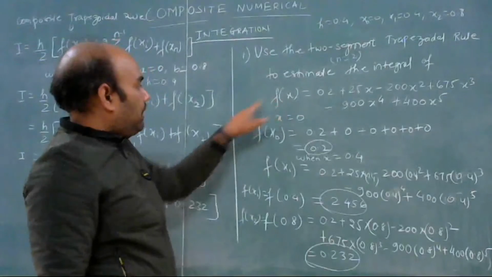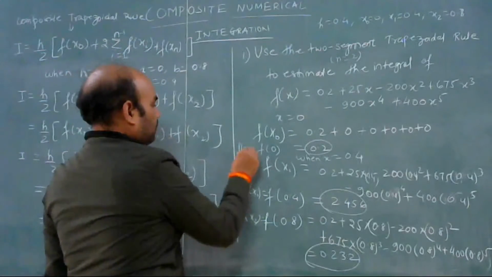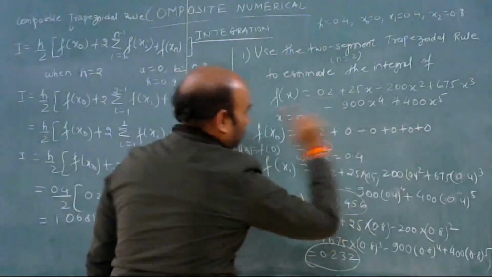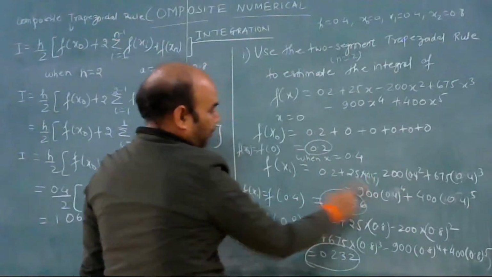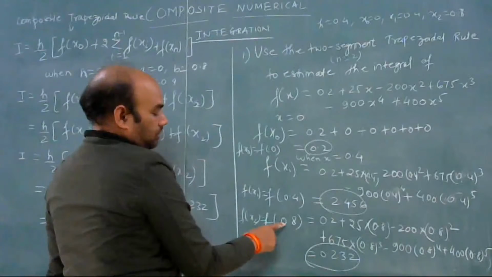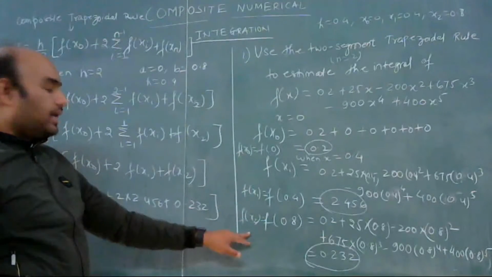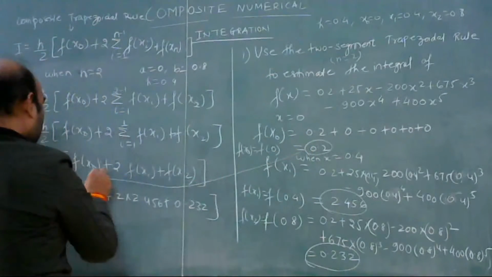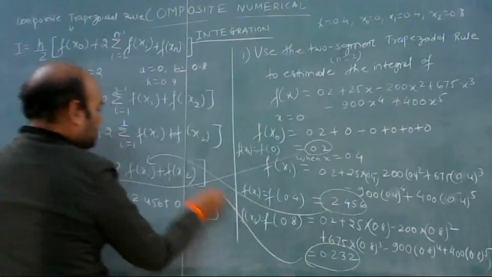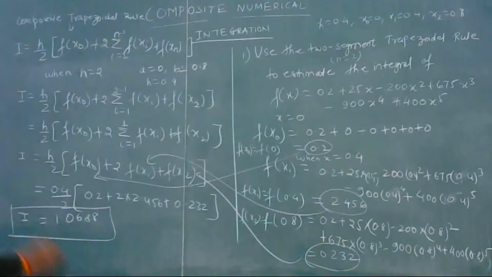So substitute here. f of x naught is f of 0, so f of x0 is equal to 0.2. Substitute x is equal to 0. Then f of x1 is f of 0.4, so substitute x is equal to 0.4. Then f of x2 is f of 0.8, so substitute the value of x as 0.8. So you will get f of x naught, f of x1 and f of x2. Substitute the values here. On substituting this, you will find the value of integration. So the value of the area of this curve is 1.086.